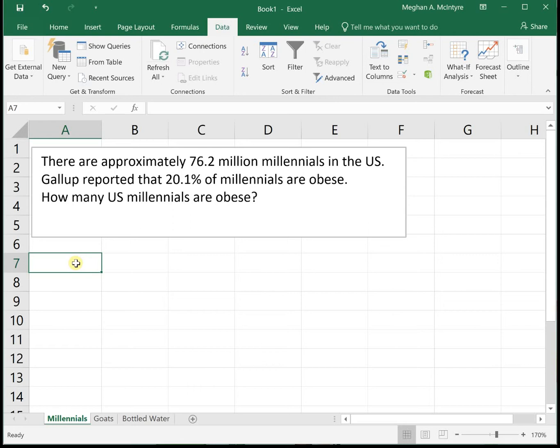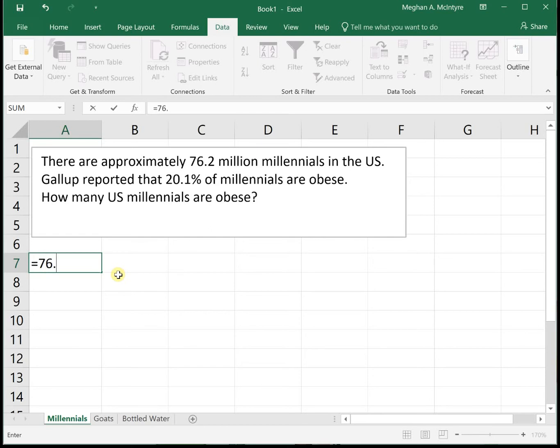So in this problem, they give us the total, which is 76.2 million millennials, and then they tell us a percentage of the total that are obese. So to calculate it, we need to figure out what is 20.1% of those 76.2 million millennials. To do this in Excel, we'll start off with an equal sign. Anytime we do math in Excel, we start with an equal sign.